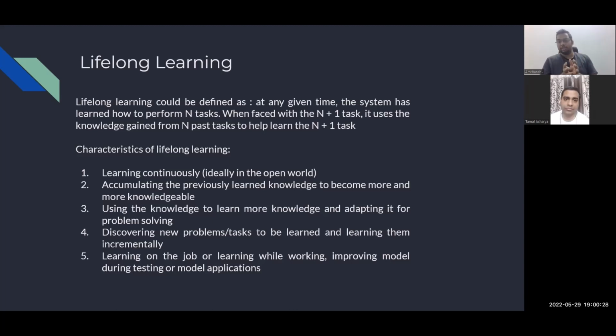We want to discover new tasks and new problems that have to be learned, and then learn them incrementally, step by step. We can keep learning them. And of course, it has to be done live, so learning on the job or learning while working, very similar to what the human brain does. We don't have two brains, one meant for learning and one for execution. Although one can talk about system 1 and system 2, I think they differ in the way they behave against a given problem statement.